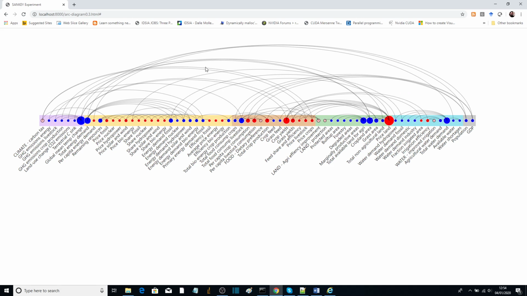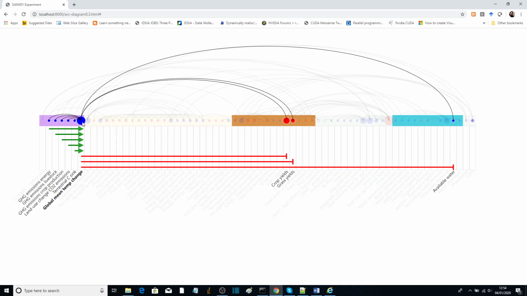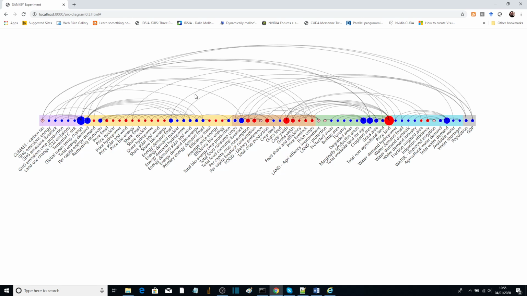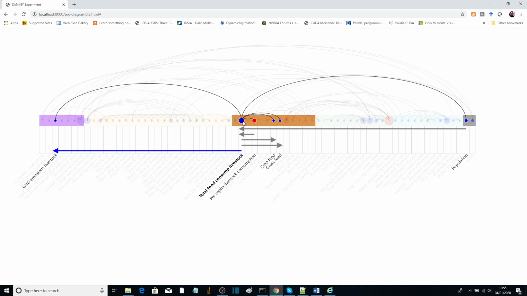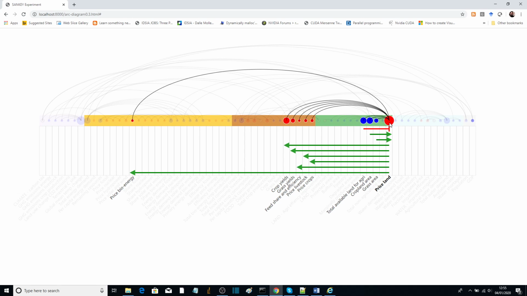Once you start hovering over each one of the nodes, something interesting happens: a detail of which other areas of the nexus these nodes are connected to. For example, the global mean temperature change is connected to areas in food, in water, and in climate. If I select a very different one, this one is connected to food, climate, and the gray area, which is population.